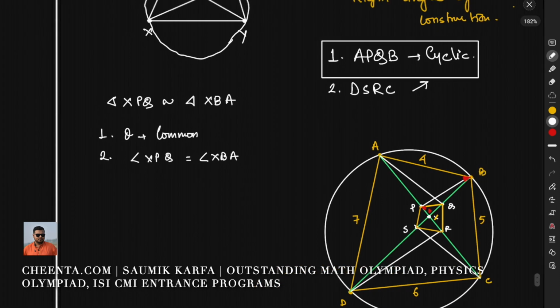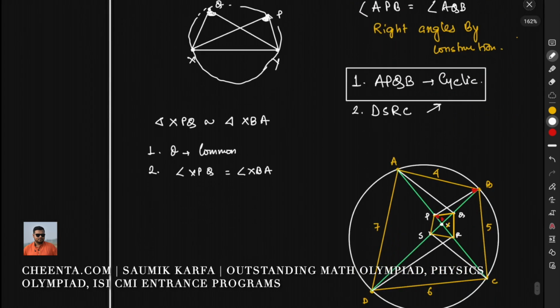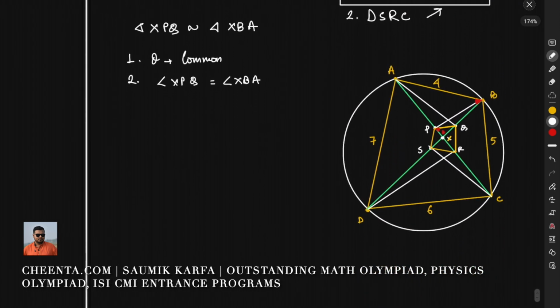we already have seen that opposite angles in a cyclic quadrilateral are supplementary. So using this fact, I can write that angle APQ plus angle XBA is equal to 180 degrees, because we can easily see that these are two opposite angles of this cyclic quadrilateral APBQ or APQB. Similarly, APQ and XPQ is also 180 degrees.